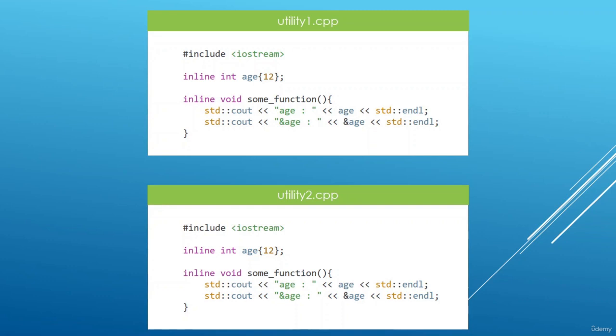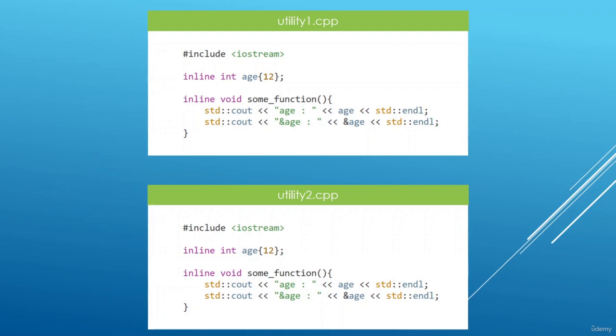Okay, so once we mark these as inline, the compiler is going to do something really cool behind the scenes. The compiler is going to unify these into one. For example, this age is going to be a single variable in the eyes of the compiler, and this function here is going to be the same function, but we will be able to manipulate it across different translation units. And this is something you need to keep in mind.